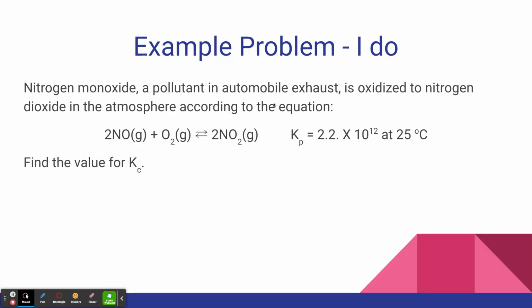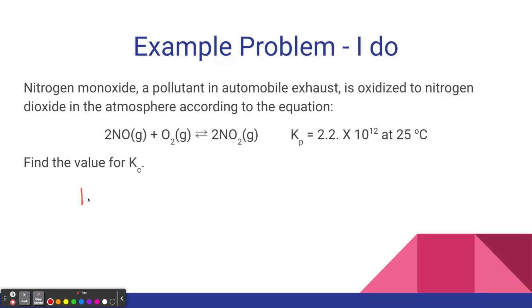Nitrogen monoxide, a pollutant in automobile exhaust, is oxidized to form nitrogen dioxide in the atmosphere according to the following chemical equation. So nitrogen monoxide with oxygen is in equilibrium with dinitrogen monoxide. We are given the value of Kp, which is 2.2 times 10 to the 12th power, at 25 degrees Celsius, and we are asked to find the value of Kc.